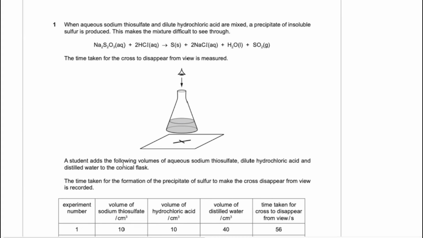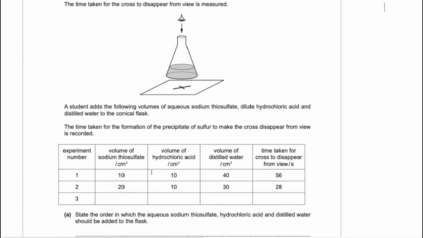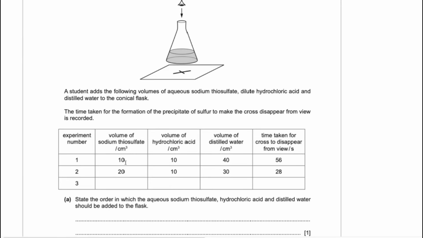So a student adds the following volumes of aqueous sodium thiosulfate, dilute hydrochloric acid, and distilled water to the conical flask. So you can see, different volume and the time. Okay. Now, experiment 1, you see, 10, 10, 40, 56. Experiment 2, you can see they put 20. And they put less water.